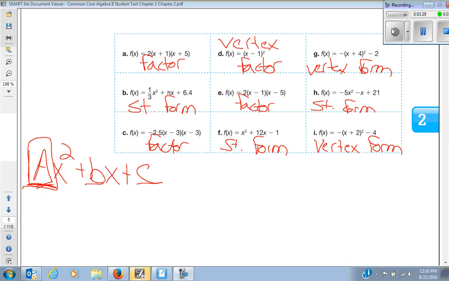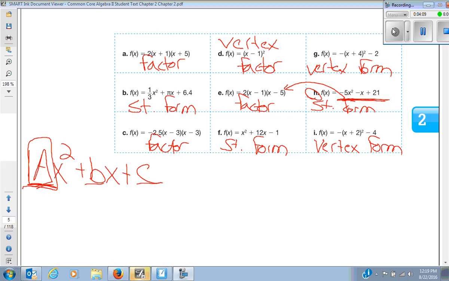Now, please understand this. Any parabola can be written in any of the three forms. In fact, do you remember? Let's look at H right here. Since the beginning of school, I told you how to factor it. So you could take this right here, standard form, and turn it into factored form. Now, this is not the factored form of that. But you could do the math, and you could factor this, and then you would have changed a parabola in standard form into factored form.